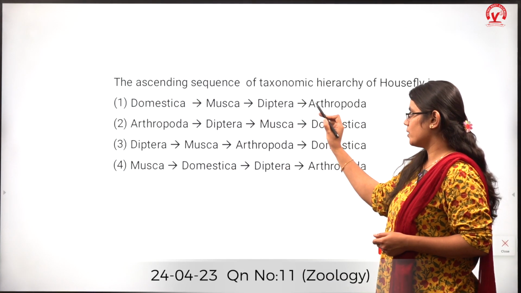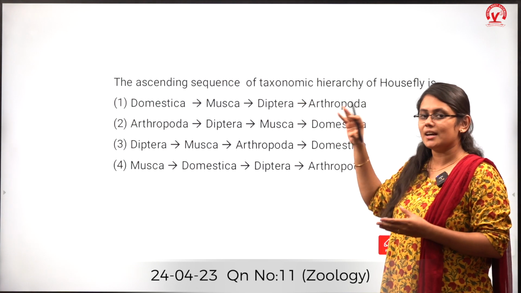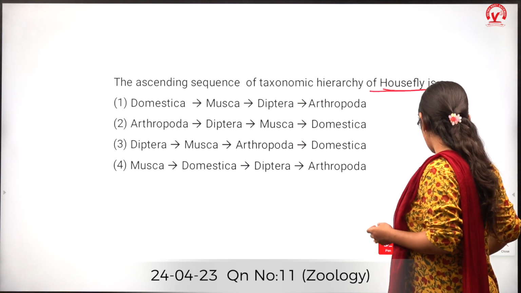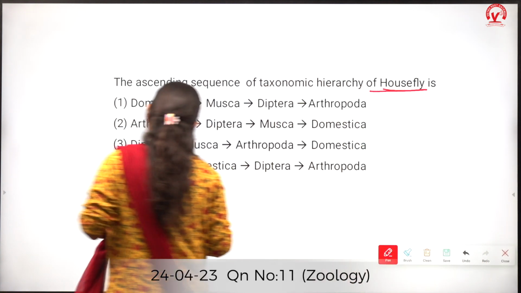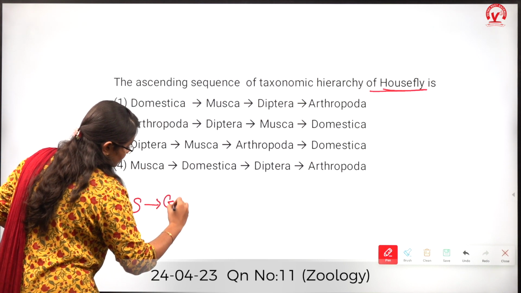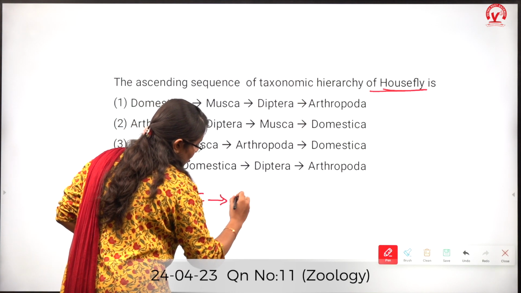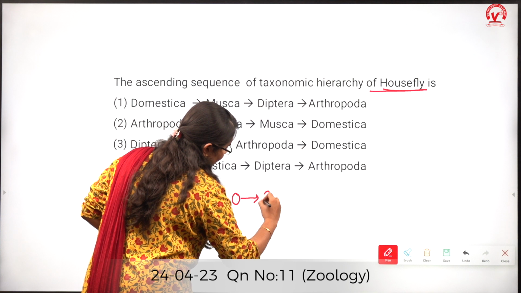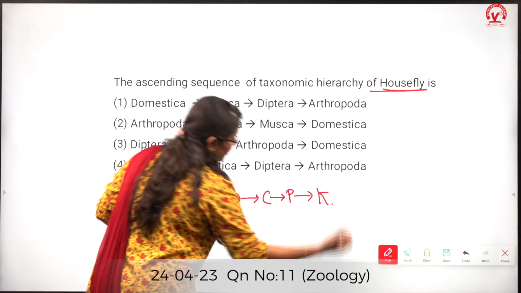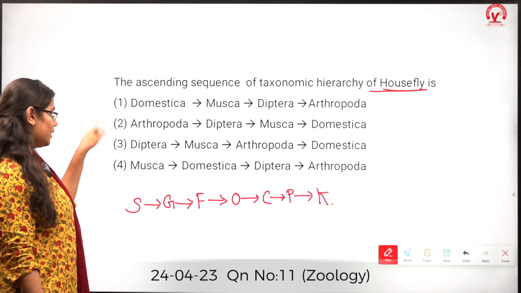The ascending sequence of taxonomic hierarchy of housefly is. So they are asking about the ascending sequence of taxonomic hierarchy of housefly. Ascending sequence means it starts from species, genus, family, order, class, phylum and ends at kingdom. So we have to arrange in this order. So we will see the options.